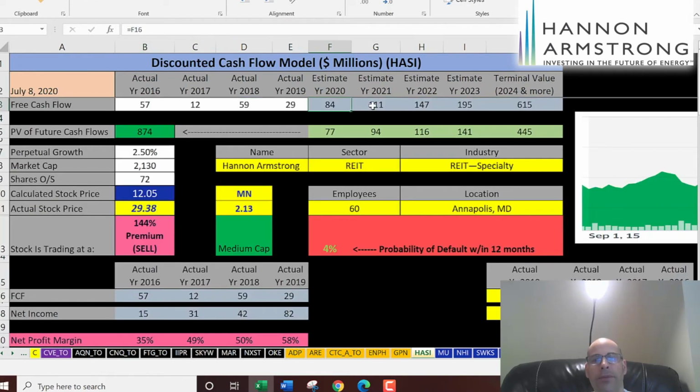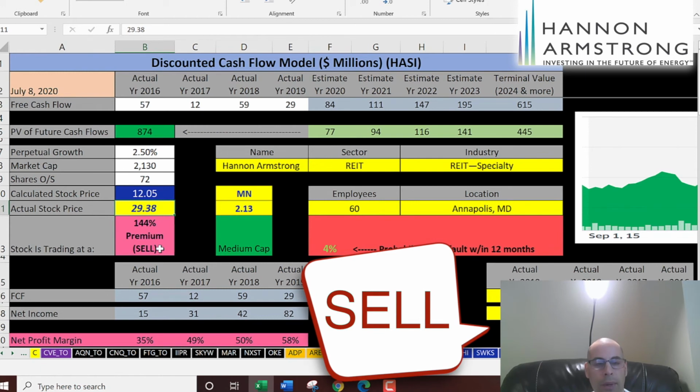So we estimated 4 years of future free cash flows. Then we also did a terminal value, which is all years past year 4. We discounted those numbers back to today, and we get a value of the entire company of $874 million. We divide that by 72 million shares, and we get a calculated intrinsic stock price of $12. That's how much I value the company today, at $12 a share. They're trading at $29 a share, so they're trading at 144% premium. They're a sell according to my model.